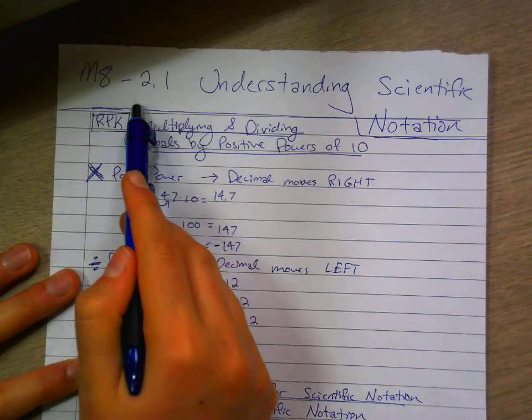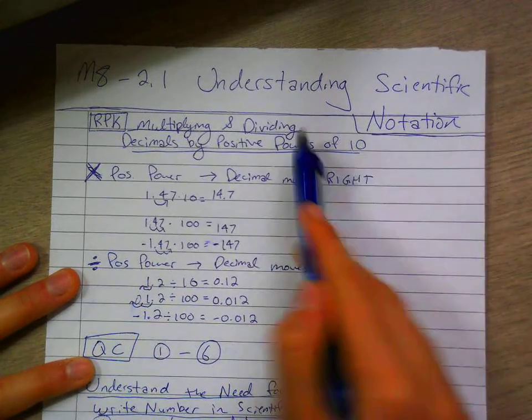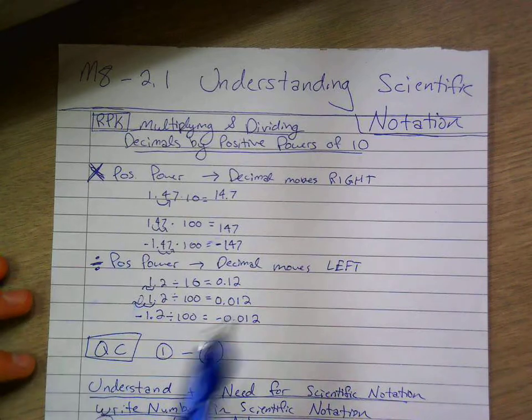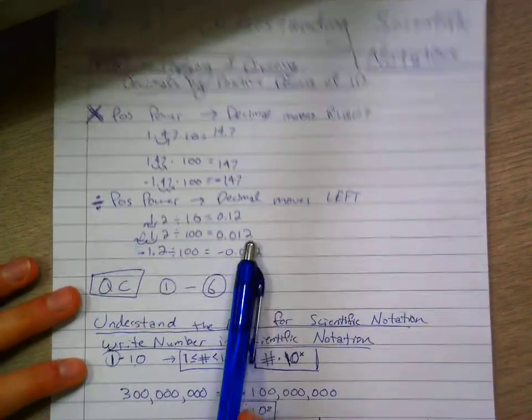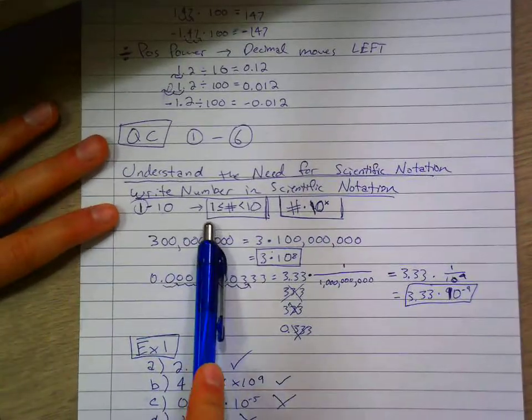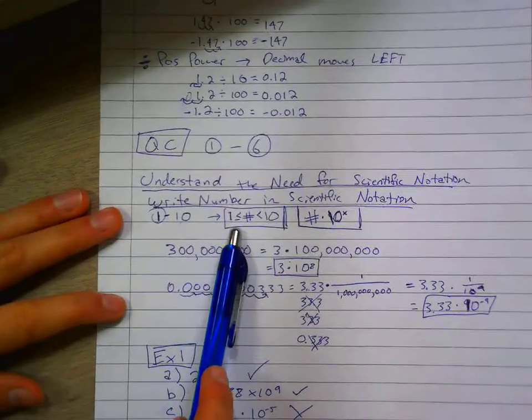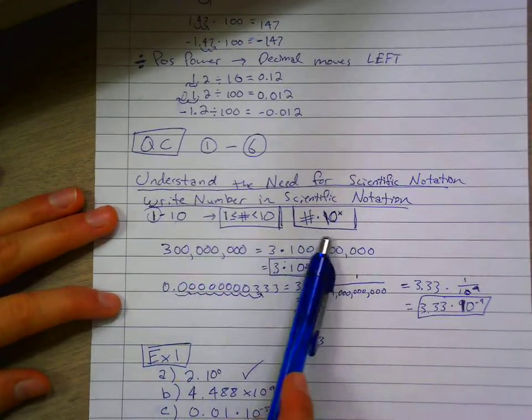F8, 2.1, Understanding Scientific Notation, Part 2. So last time we talked about what it takes to be in scientific notation. This number itself must be greater than or equal to 1 and less than 10, and it must be times 10 to a certain power.